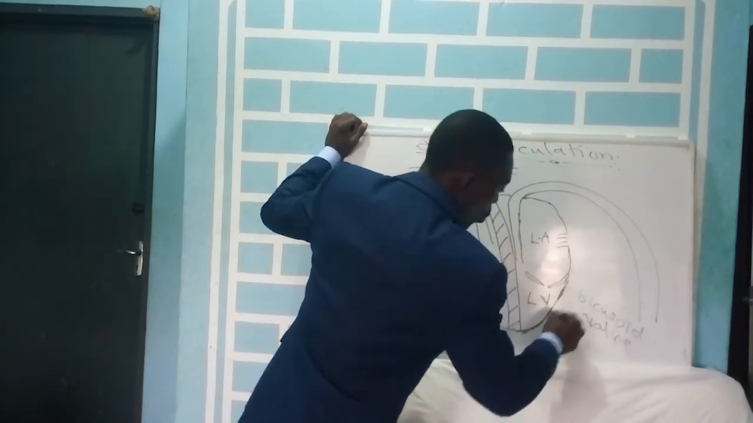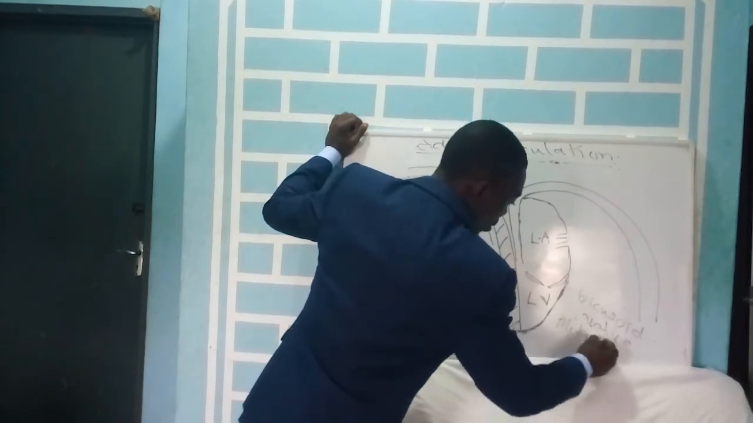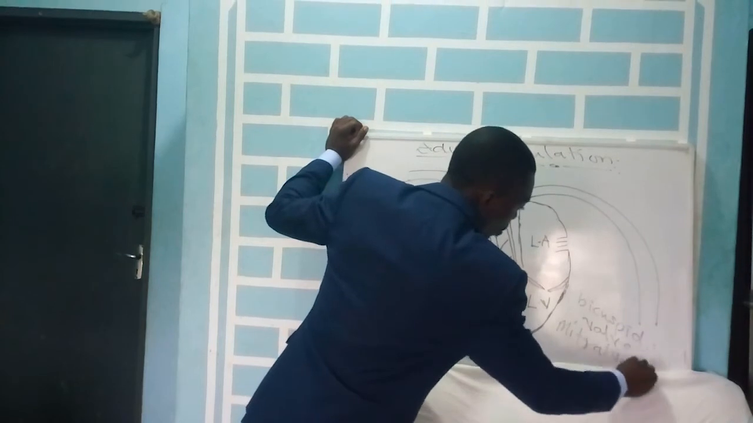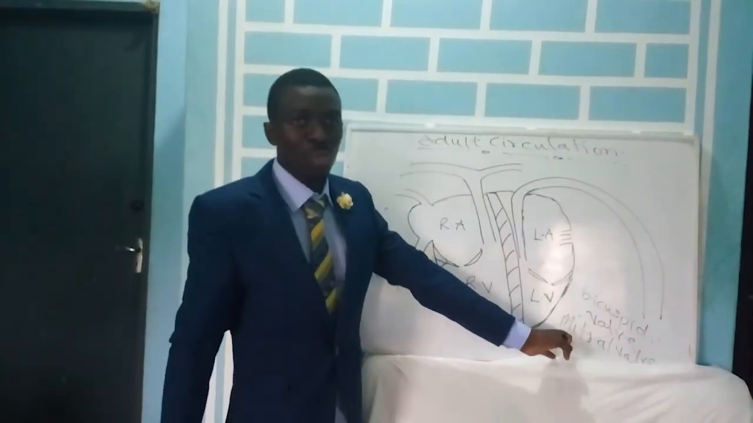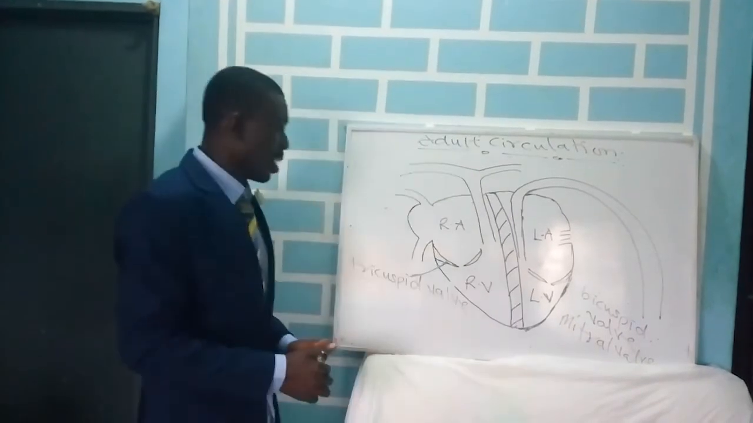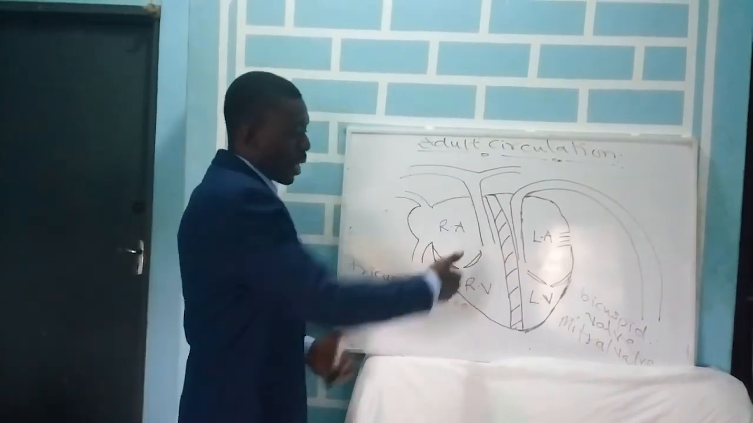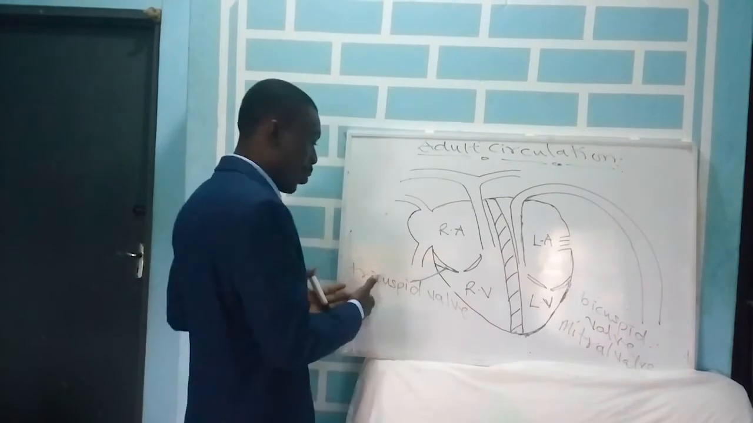It is also known as what? The mitral valve. So in an objective question, if you don't see bicuspid valve, then you should be what? Mitral valve. So you can be asked that the right atrium is separated from the right ventricle by which valve? Then your answer becomes what?